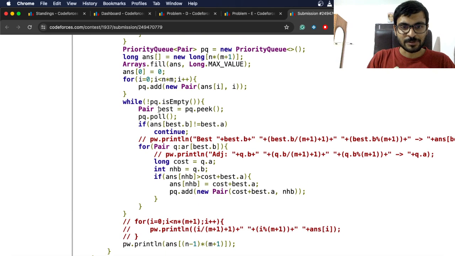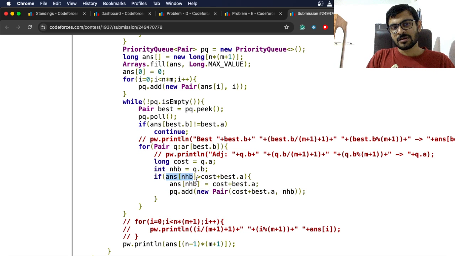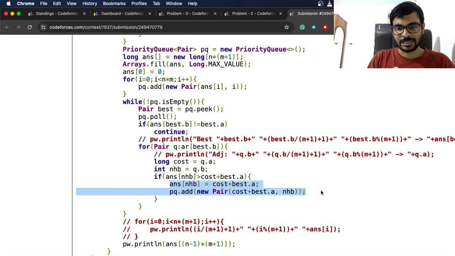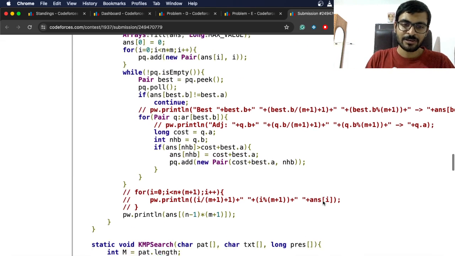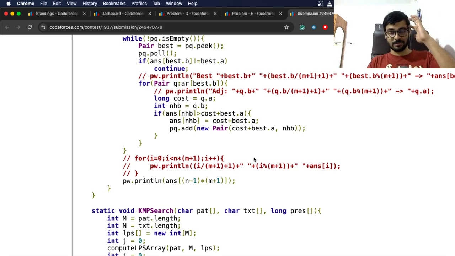So over here you see I was fetching the best till now, and then these are sanity checks, and then I'm fetching their neighbors. If any neighbor gives me a new better cost, I will add that into my priority queue or whatever data structure you're using, red black tree or whatever. And then finally this is what I print, answer of n minus 1 into m minus 1. So that's how I'm basically doing this.